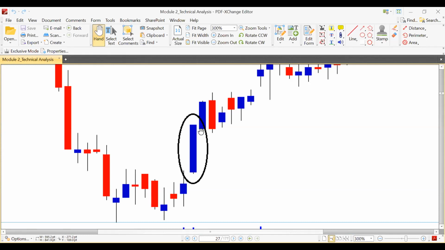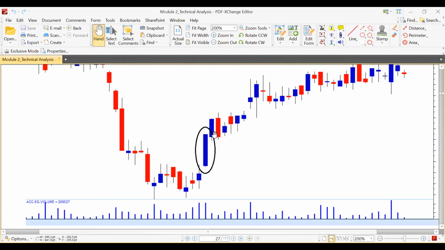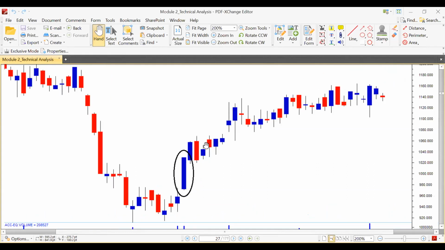So if an investor wants to enter, they can enter here with a stop loss somewhere. Usually they set the stop loss at the lower price of this Marubozu. If it is in your favor, then you can see the rally. It will go up, and your stop loss should be somewhere down.